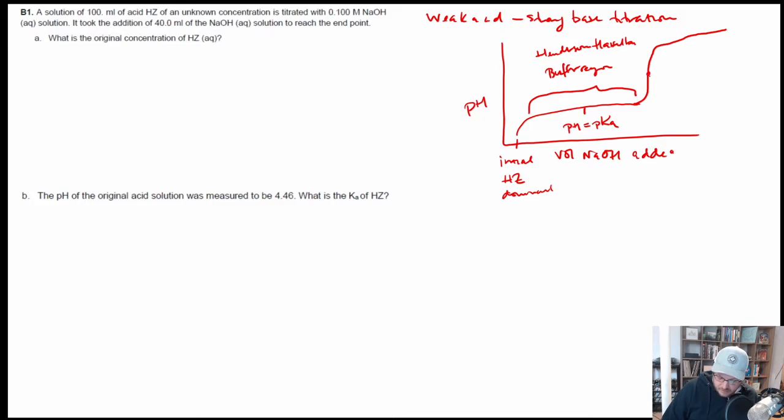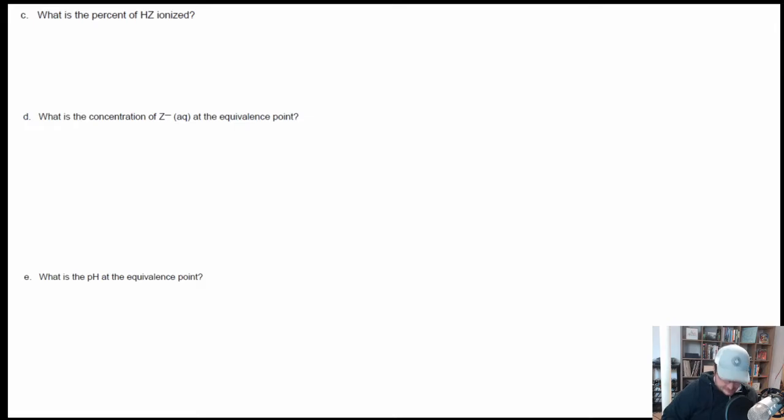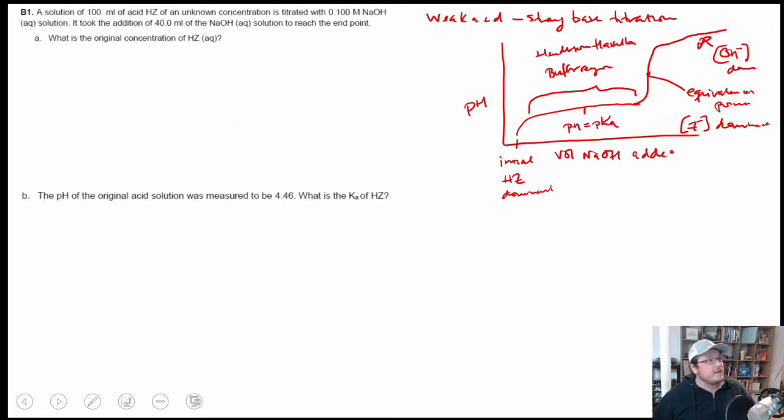And then right here, that's going to be the equivalence point. And at that point, Z minus becomes the dominant species. And then up here, OH minus is going to be dominant, post titration. It takes a minute to do, but it makes approaching all subsequent problems a lot easier, because you can just simply refer back to that and think about, okay, well, where am I within the titration?